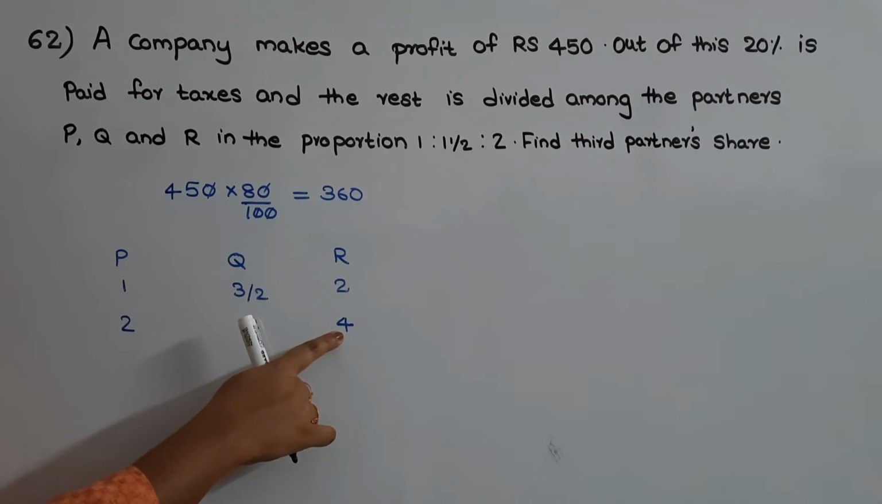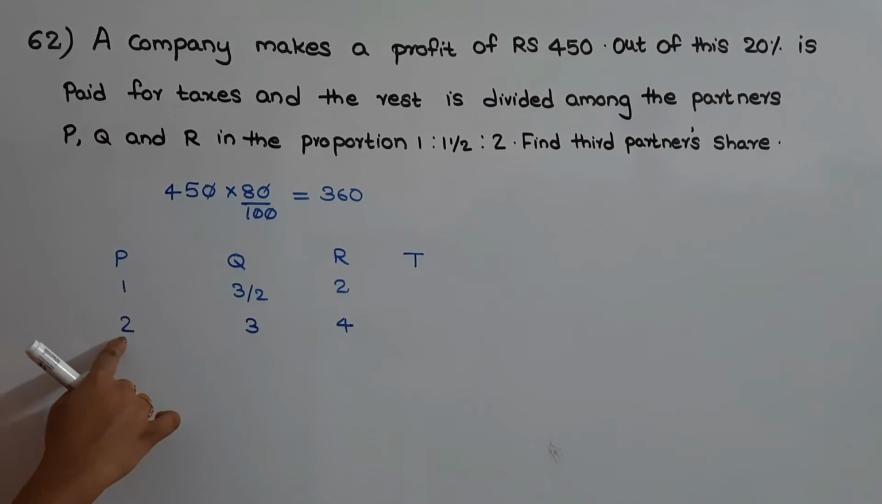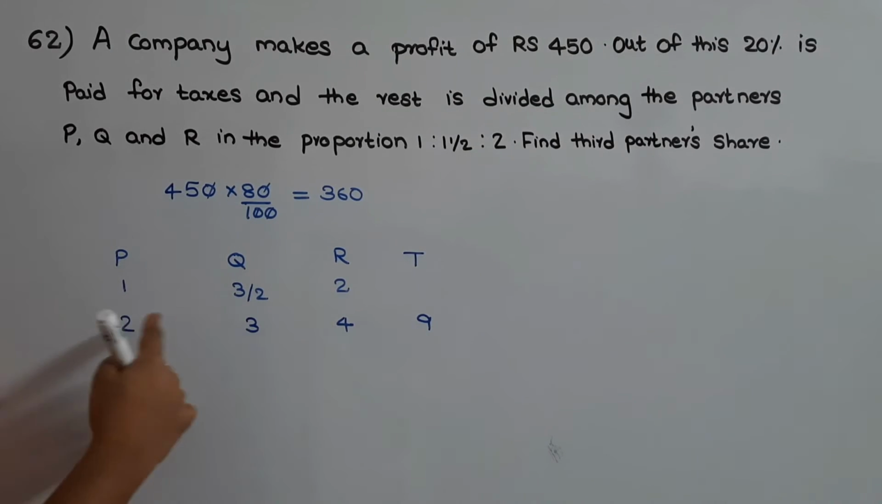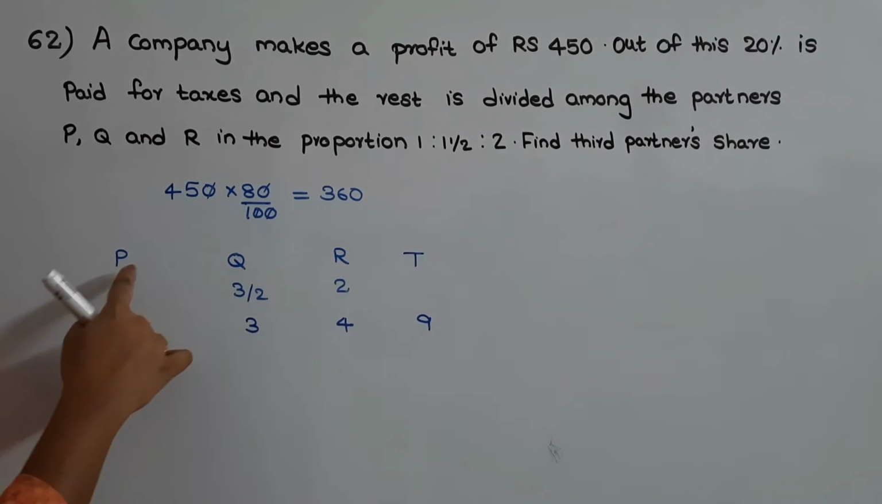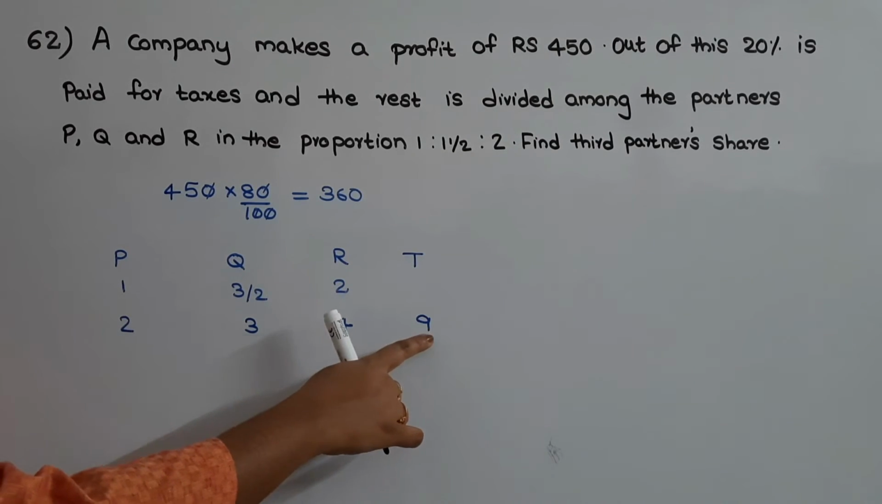So if the share of P is taken as 2, the share of Q is taken as 3 and the share of R is taken as 4, then what will be the total share? Total will be 2 plus 3 plus 4, that is 9. Okay. So if we take these values as the share of P, Q and R, the total share will be 9.